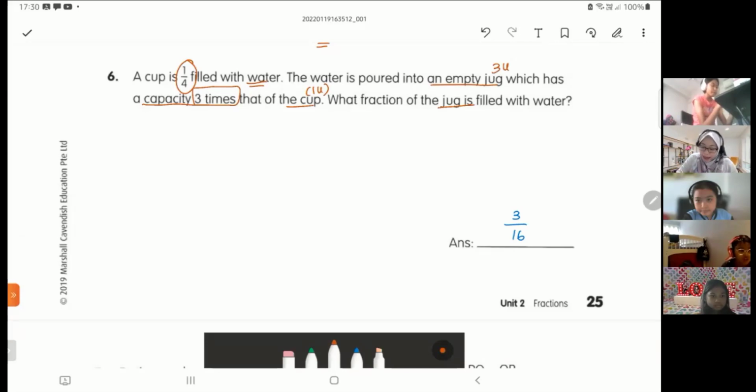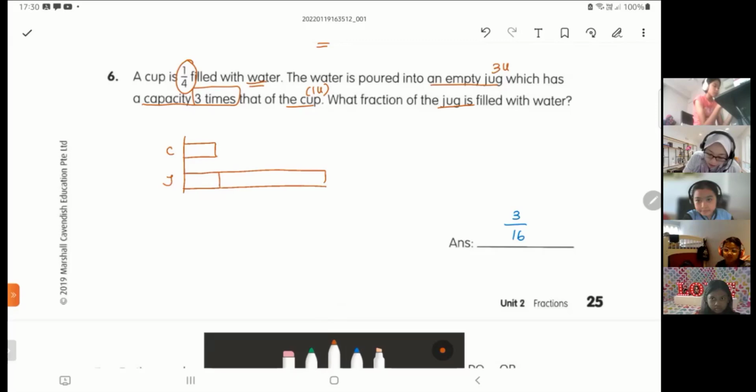All right, let's compare them by the comparison units model. Cup and jug. Let's compare, okay? So the cup is 1 unit as I wrote down just now. The jug is 4 units long. So I draw out 4 units. 1, 2, 3, 4. However, if you look at the cup, not the whole thing is filled with water. Only 1/4 of the cup.